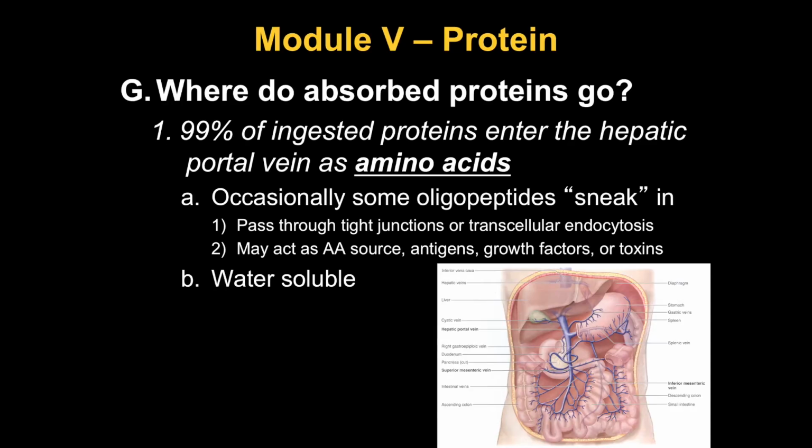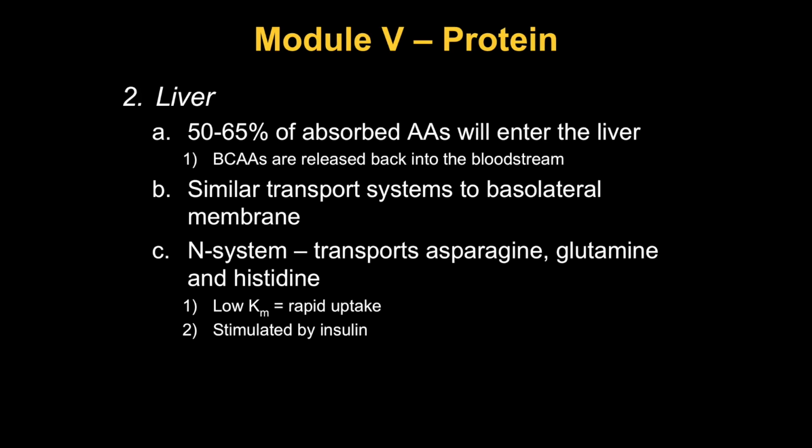So once we get to the liver, what's going to happen here? Well, about 50 to 65% of these absorbed amino acids are going to enter the liver. The branched chain amino acids are actually going to be released back into the bloodstream, and those are basically going to muscle tissue. Muscle loves branched chain amino acids, as we'll talk about.